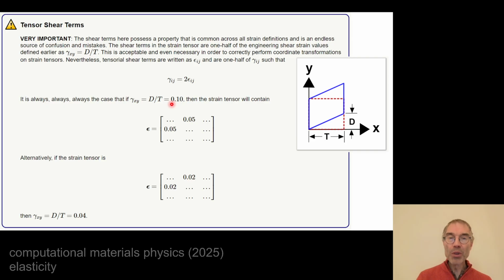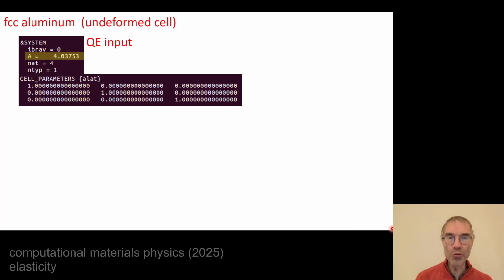In this example here, if the engineering strain is 0.10, then the epsilon is half that large, and therefore the epsilon matrix will have these two off-diagonal elements of half 0.10. So that is what happens in the notation. But how can we convince ourselves that this is necessary, that this is not just some convention?